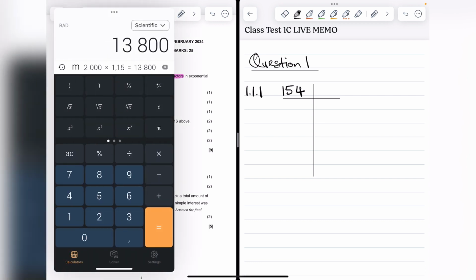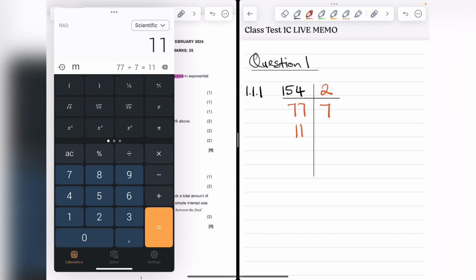We do that by choosing the smallest prime number that can divide into the number on the left, which is 154. That, of course, will be the number 2, and 154 divided by 2 is 77. For 77, the smallest prime number that can go into 77 is in fact 7, and 77 divided by 7 is 11.